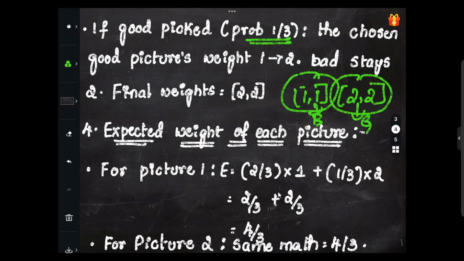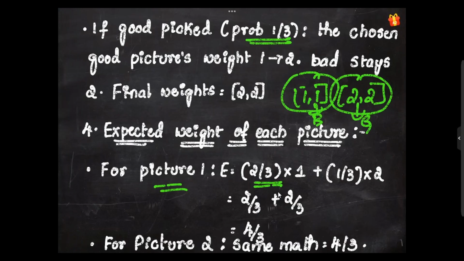So let's calculate the expected weight of each picture. For the picture 1, for the bad, 2 by 3 into 1 plus 1 by 3 into 1, right? So 1 by 3 into 2, sorry, 1 by 3 into 2 because the final weight should be 2 comma 2 for this one bad. So this will be 2 by 3 plus 2 by 3 basically. This would lead to 4 by 3, right?